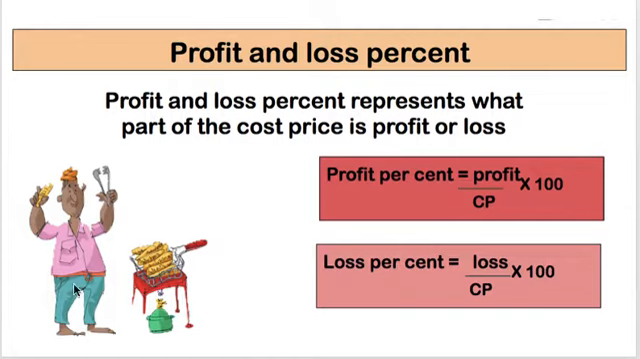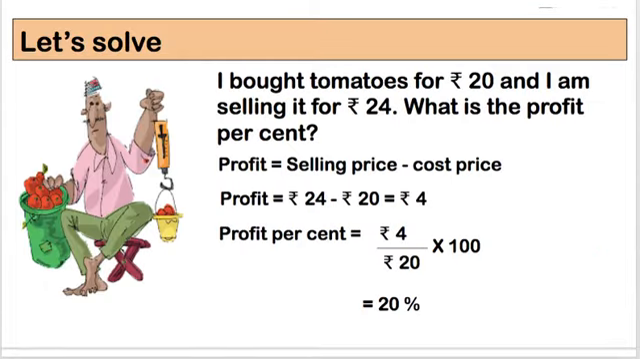Now when we are calculating the profit percent, it will be profit by CP, that is the cost price, into 100. And if we are calculating loss, we are incurring loss on the cost price, so it will be loss divided by cost price into 100. So profit by cost price into 100 is profit percent, loss divided by cost price into 100 is loss percent. Clear enough? Then let's solve one example.